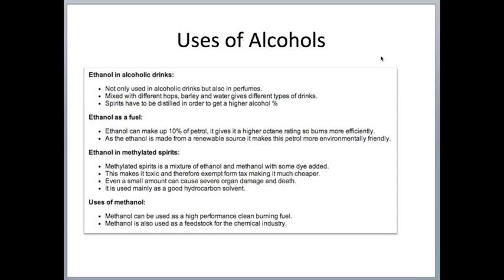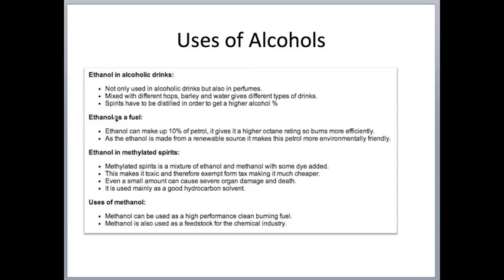So what are alcohols used for? Let's look at ethanol. Ethanol is very often used in alcoholic drinks. Not only in alcoholic drinks, but it can also be used in perfumes. And if you mix ethanol with different hops, barley and water, you can produce a large variety of alcoholic drinks, like beers. In order to get spirits, you have to distill, and by doing the distillation you will get a higher percentage of alcohol.